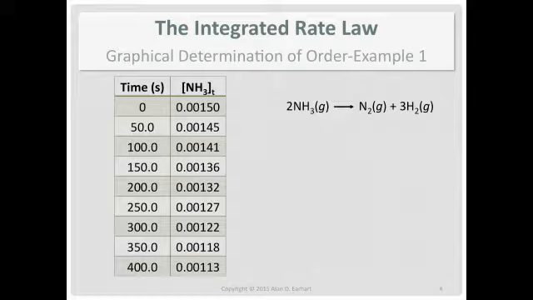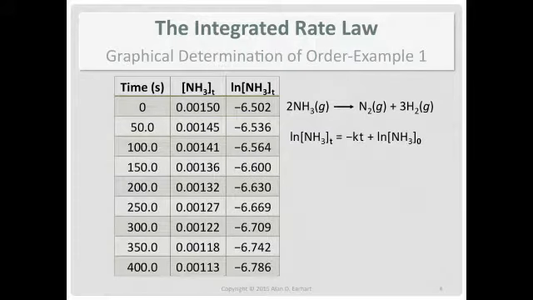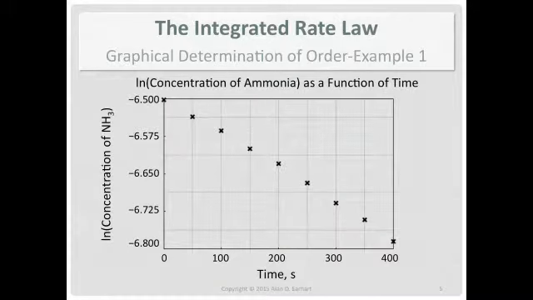If we want to look at the data using first order kinetics, we need the natural log of the concentrations. There's the mathematical relationship for first order kinetics. And we'll plot natural log of the concentrations as a function of time, and then look at the graph. Does that data look linear to you? Well, let's get the line of best fit and see.